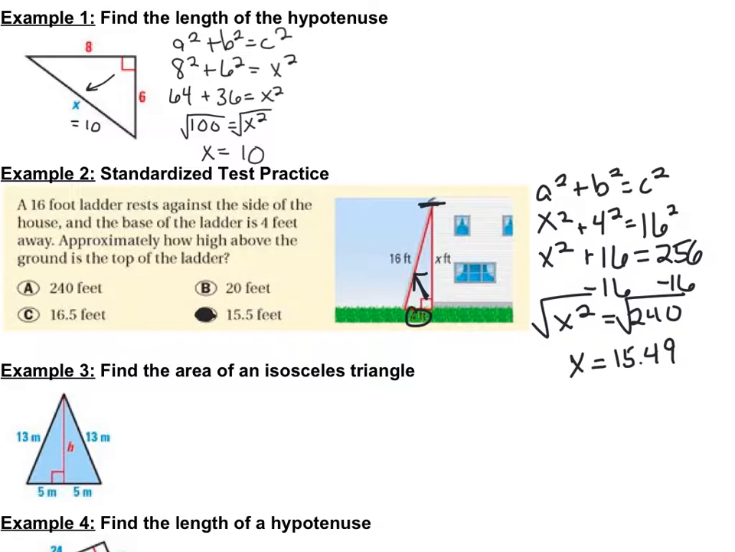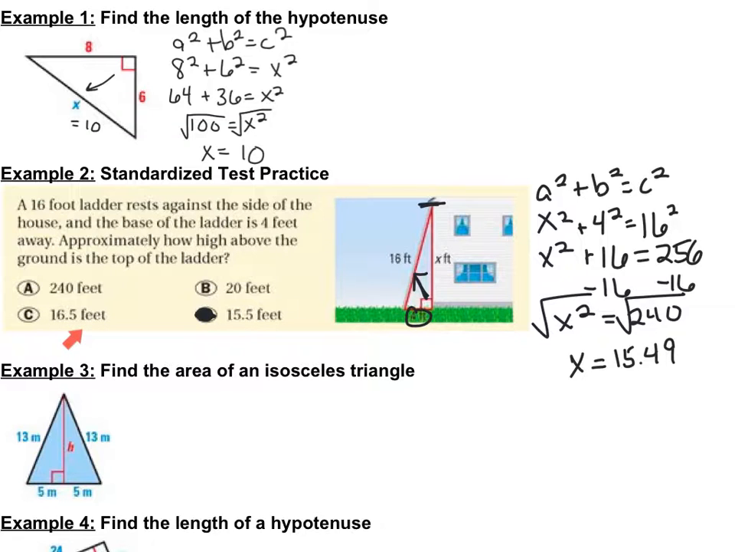Now if you notice, just to point this out for standardized test practicing, they put a lot of numbers in here that are very familiar. 240, we noticed that was over here, 240. 20 feet is if you would just add these two together. So you get 20.